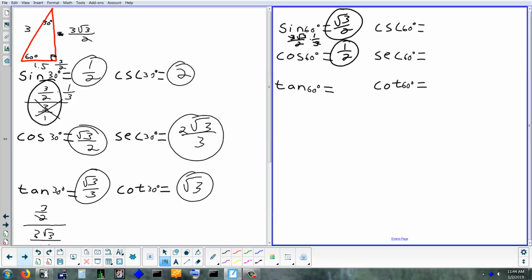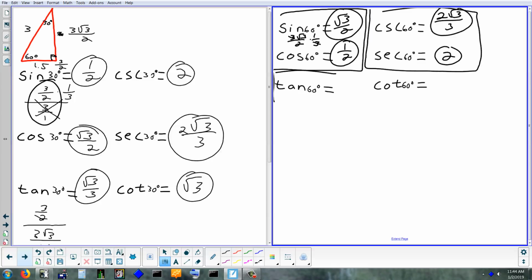Well, if the sine and the cosine switch, then that means what other two are going to switch? Yeah. Secant and cosecant. So that's going to be 2. That's going to be 3 over 3, and there's only 2 left, and those are going to switch as well. So notice what happened: these 2 switched places, these 2 switched places, and those 2 are going to switch places. That'll be root 3, and the other one is root 3 over 3.